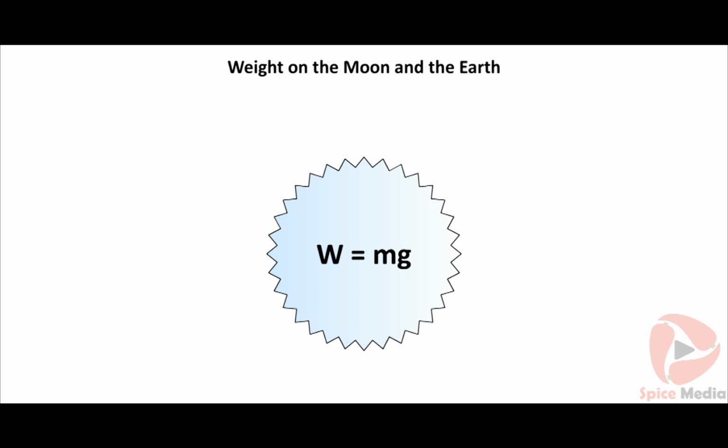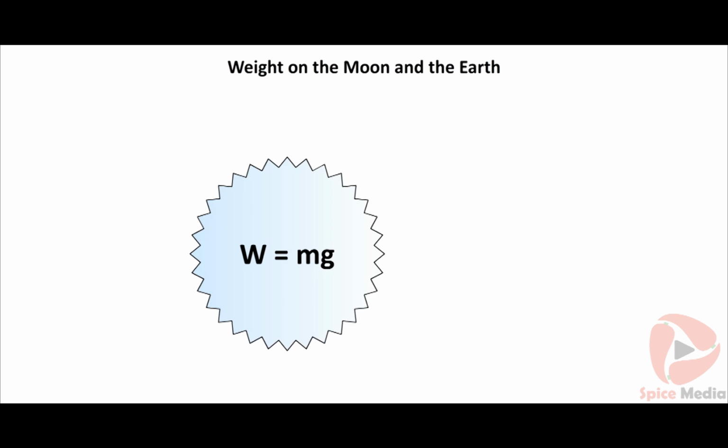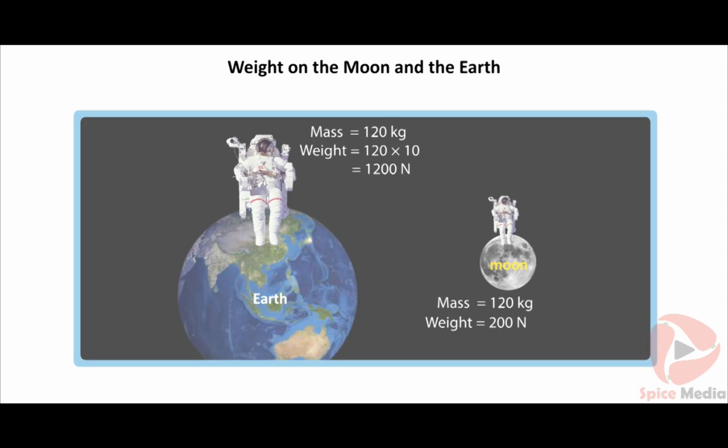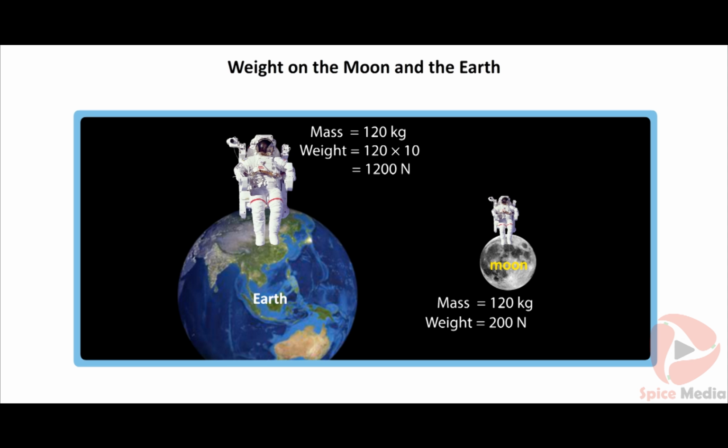Now let us discuss the concept of weight, its units, and its dependent quantities. Weight is the force of gravity on an object, W is equal to mg. The unit of weight is Newton or kilogram meter per second square. Weight of an object depends on gravity, while the body mass is always the same anywhere in the universe. Let us learn more about mass in the following slides.